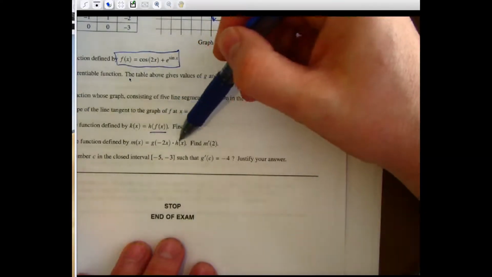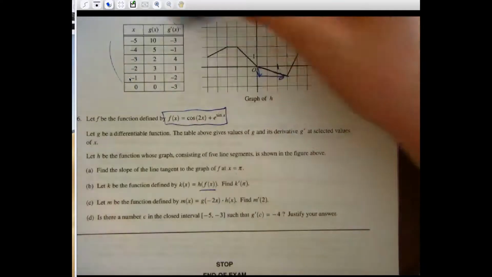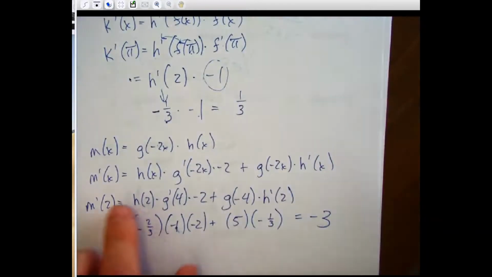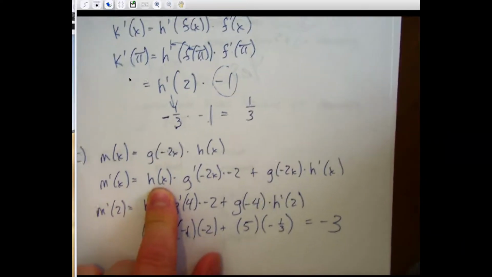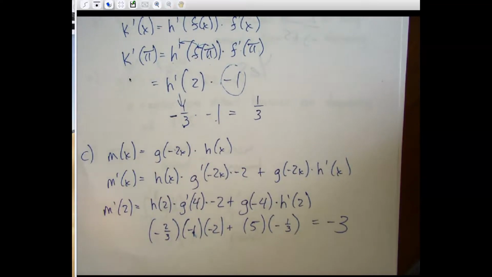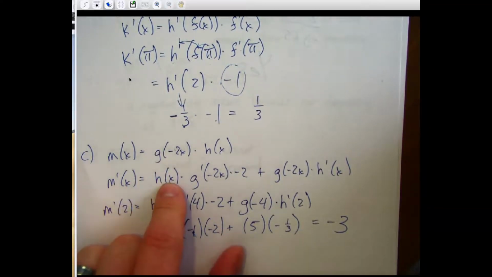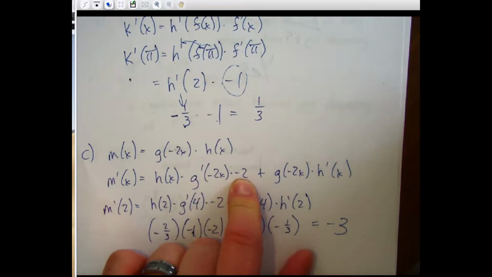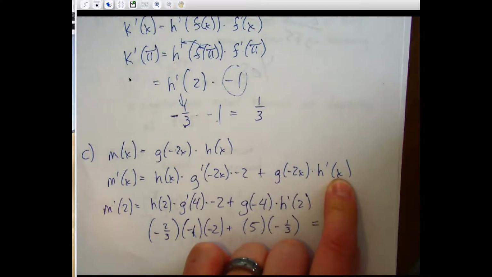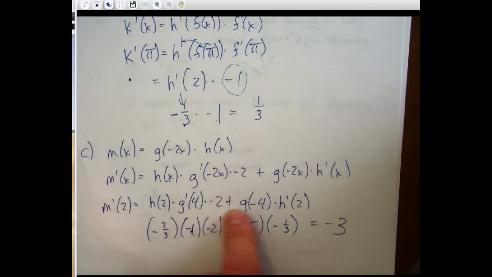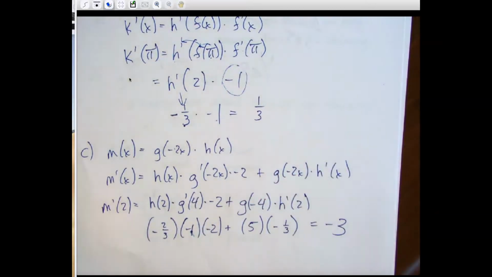Part C: m of x equals g of negative 2x times h of x. So we've got the table and the graph, and we've got a product rule. The product rule tells us, and this is how they can force you to take derivatives by hand, because you can't throw this in your calculator, so you've got to know the rules: the second thing times the derivative of the first thing, don't forget the chain rule piece of that, plus the first thing times the derivative of the second thing, and there's no chain rule piece there because the derivative of x is just 1. Then we plug 2 into all those, and I'm just plugging into the chart.